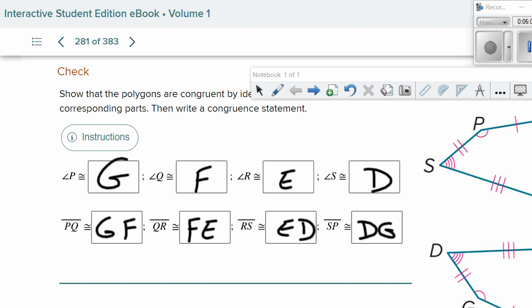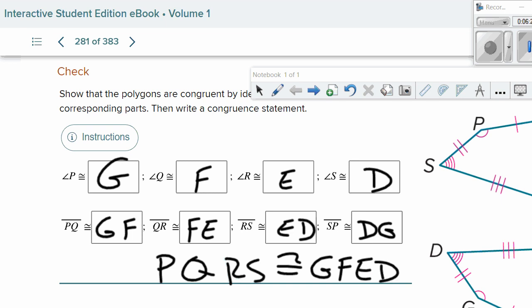Then I can say that this quadrilateral, and I'll go kind of alphabetically, PQRS is going to be congruent to GFED. Okay. So that's a congruency statement. It was a four-sided figure, so I had 4 pieces that I had to write that were going to be congruent. There's your example.